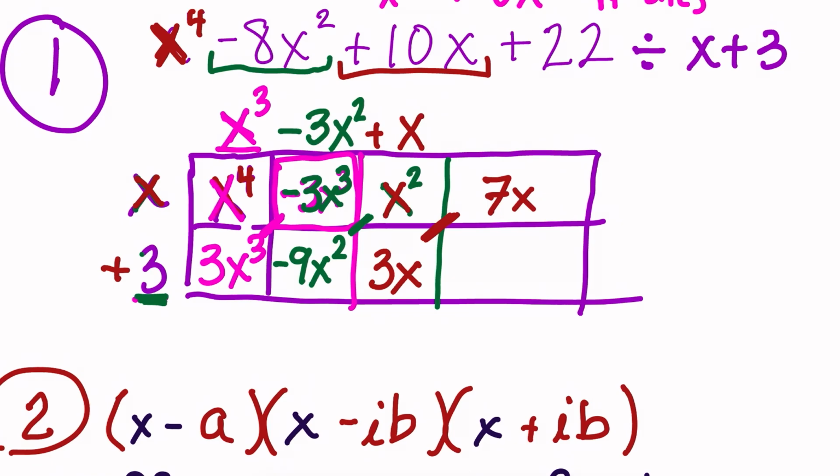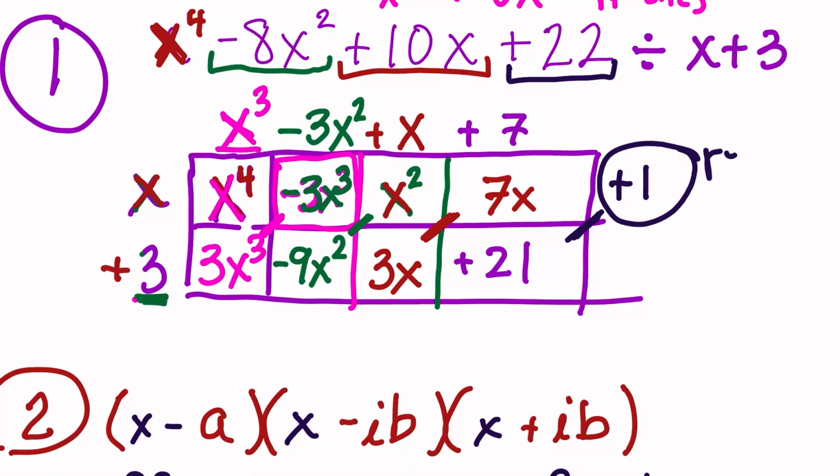And then what do we multiply x by at the top to make 7x? Well, that would be plus 7. And 7 times 3 is 21. And then we're out of the terms, basically. Now I know that these two would combine to be that, and what I would need here would be a plus 1, and this number is the remainder.